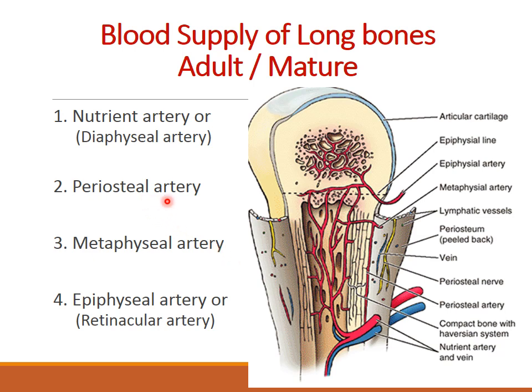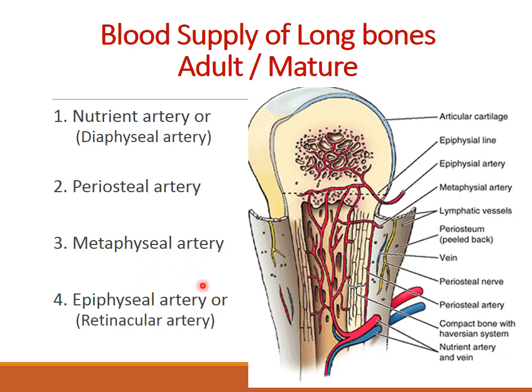Then there is the periosteal artery, as you have seen that fibrous covering, and this outermost fibrous periosteum is going to have the periosteal blood vessels. So these are the periosteal arteries, which are also going to enter into the bone. Then are the metaphyseal artery and the epiphyseal artery.